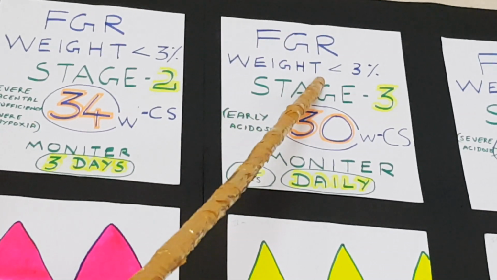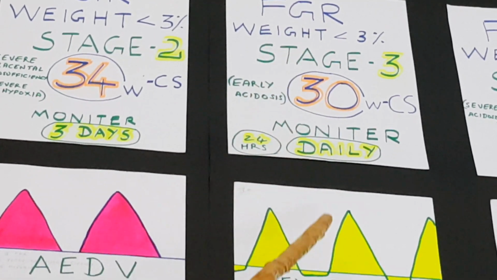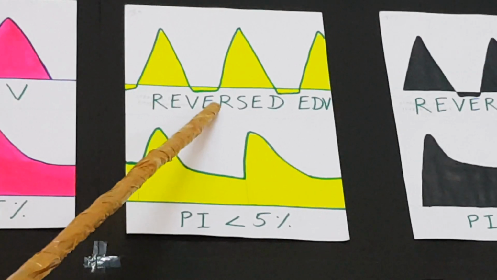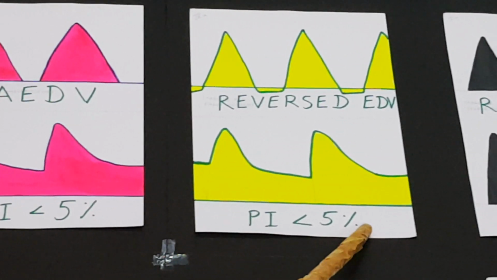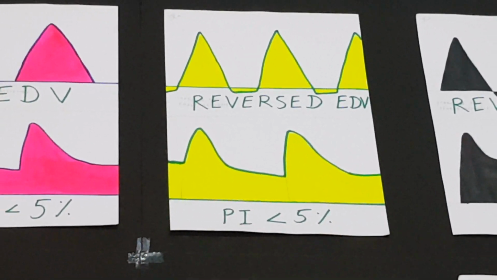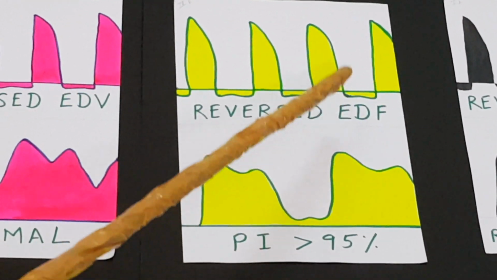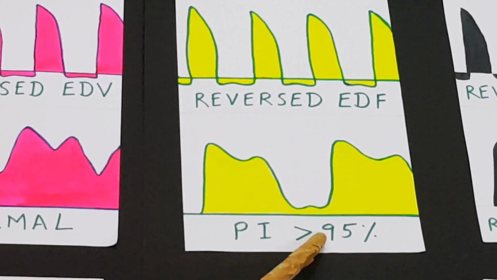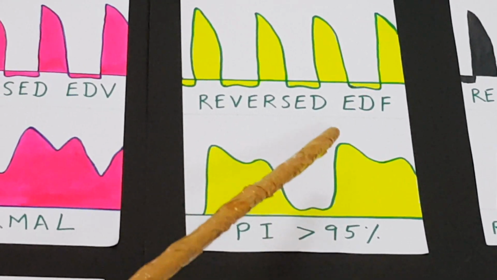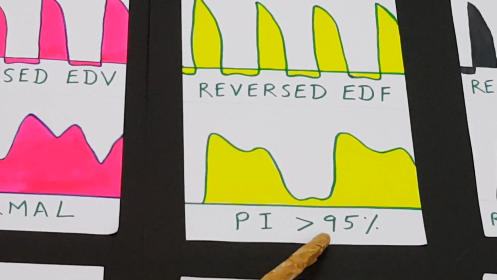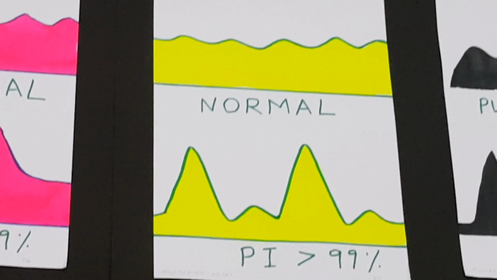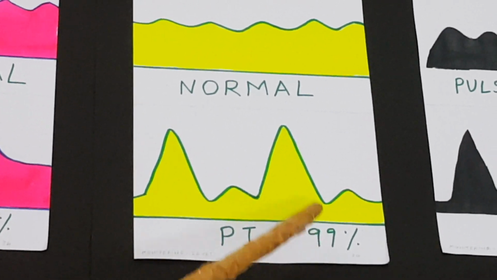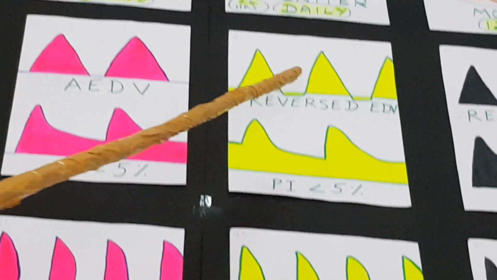FGR with weight less than third percentile. Umbilical artery shows reversed end diastolic flows. MCA PI less than fifth percentile with redistribution. Aorta reversed end diastolic flows. Ductus venosus shows deep A wave nadir, PI more than 95th percentile. Normal umbilical vein. Uterine artery PI more than 99th percentile. This combination would classify this fetus into stage 3 FGR.